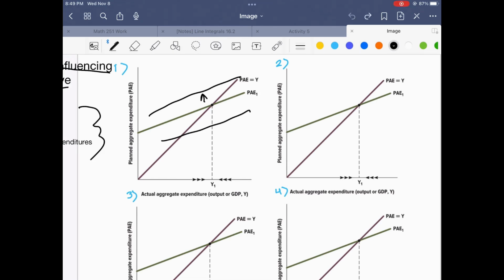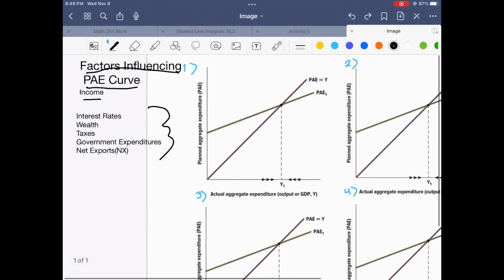All right, so firstly, we're going to talk about interest rates. As interest rates increase, the cost of borrowing will also increase, resulting in a decrease of aggregate expenditure. Conversely, a decrease in interest rate makes it cheaper to borrow and will lead to an increase in aggregate expenditure.